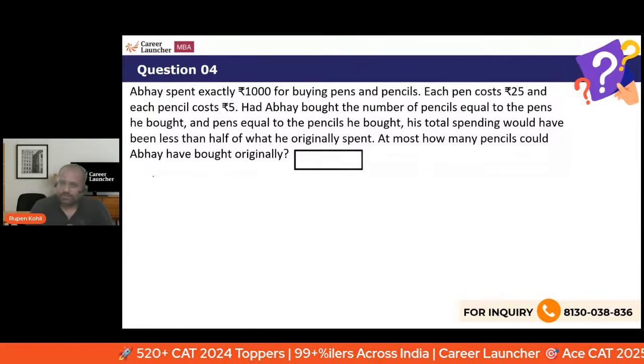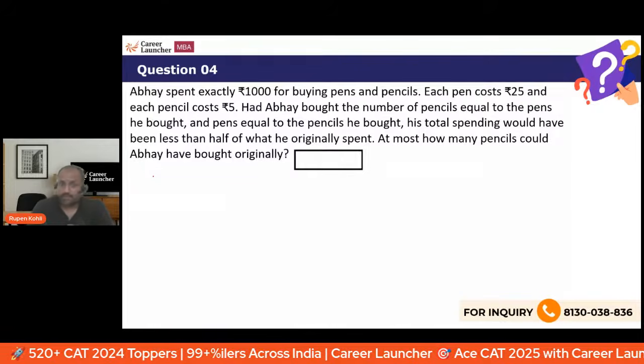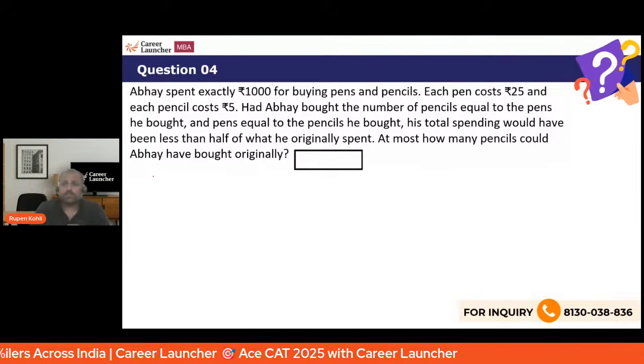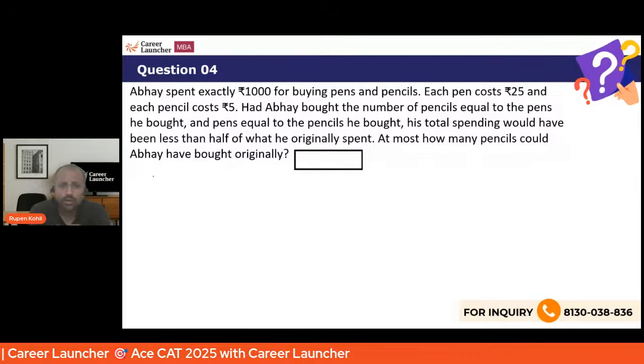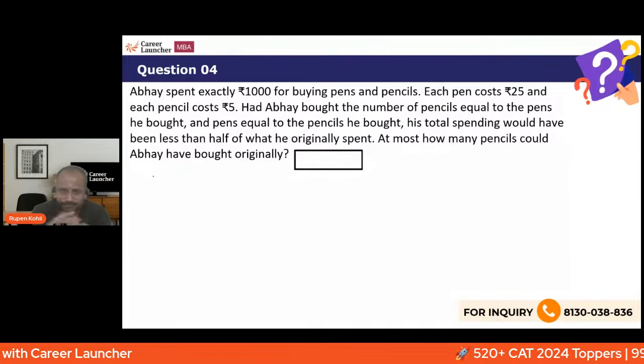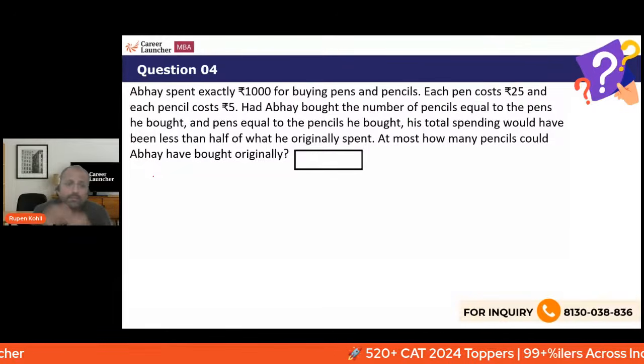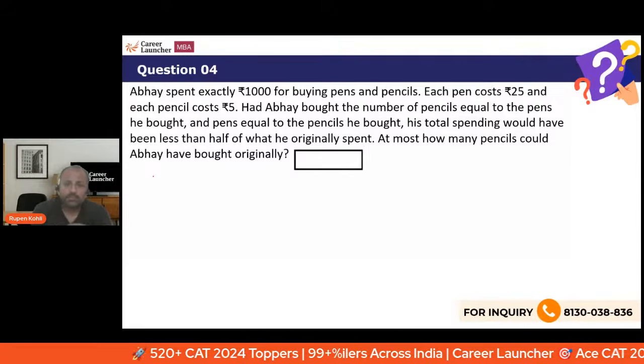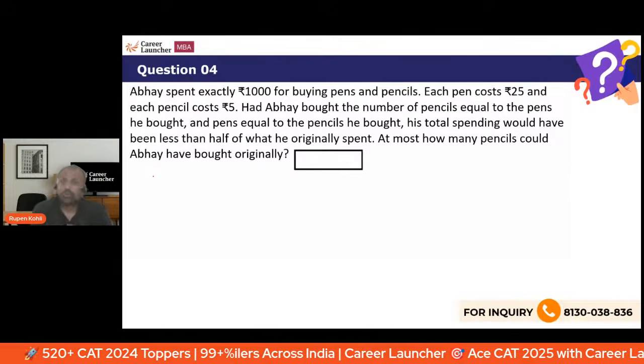Each pen costs 25 rupees and each pencil costs 5 rupees. Had Abhay bought the number of pencils equal to the pens he bought and pens equal to the pencils he bought, so he's doing the swapping, his total spending would have been less than half of what he originally spent. At most, how many pencils could he have bought originally?